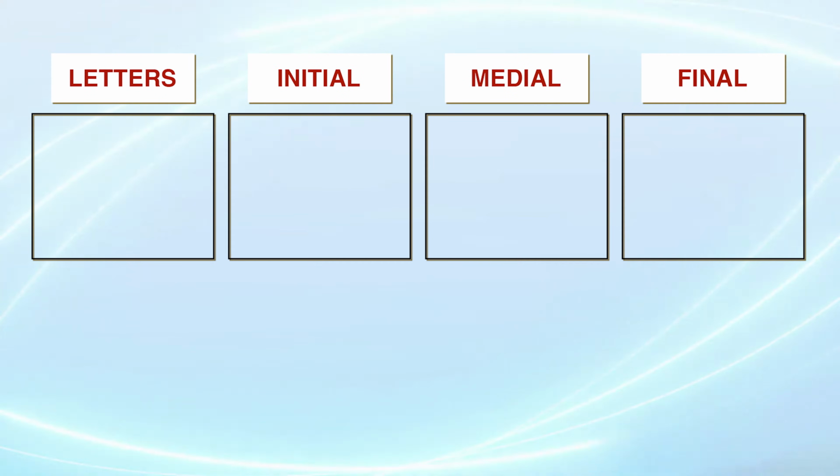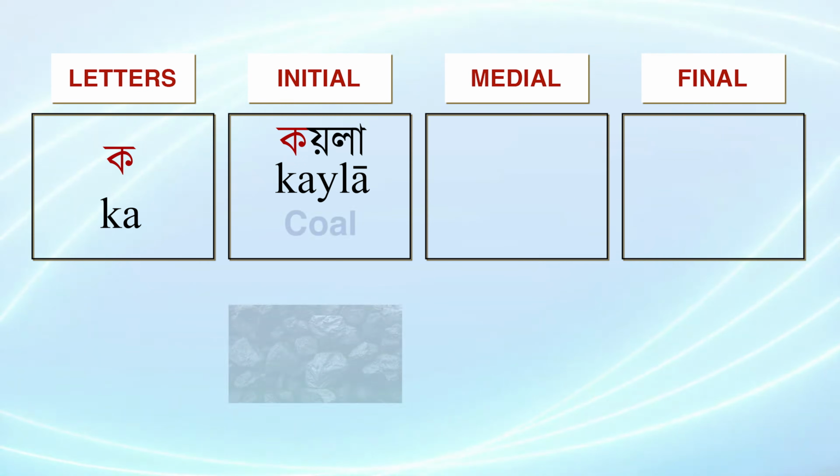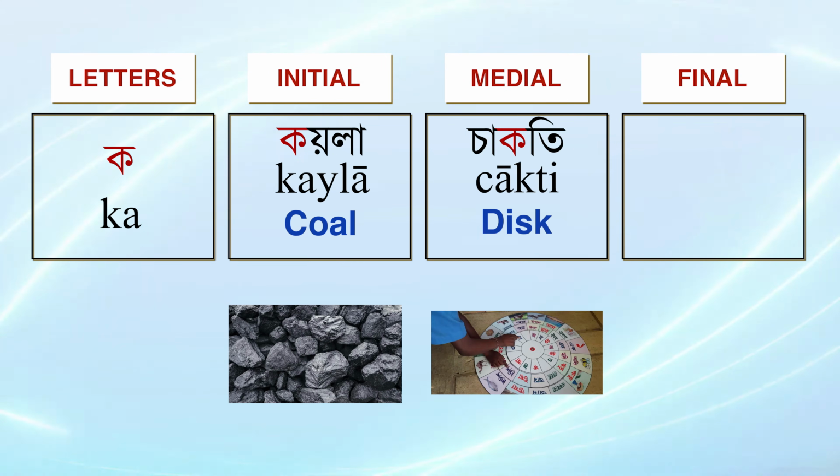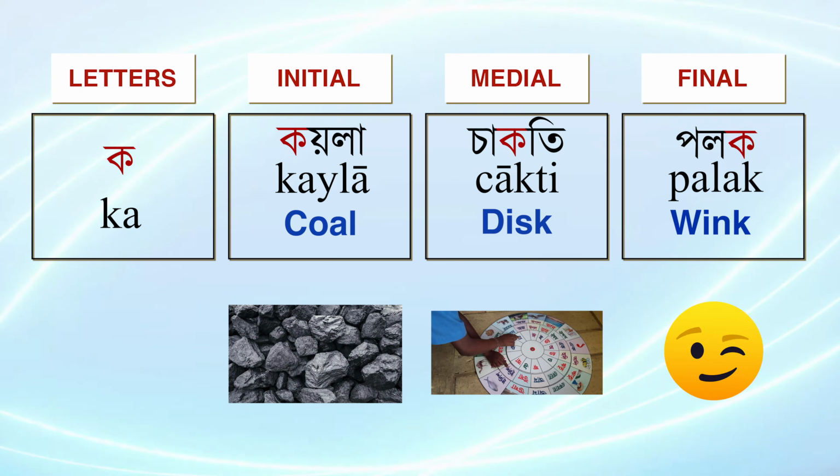The third letter is ko. In initial position, we have koila, which means coal. In medial position, we have chakti, which means disc. And in final position, we have polok, which means wing.